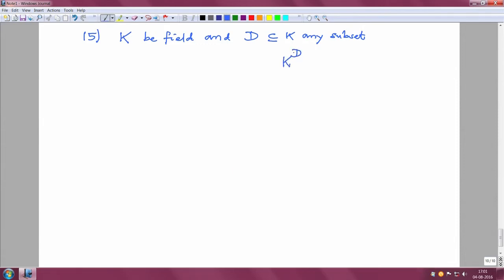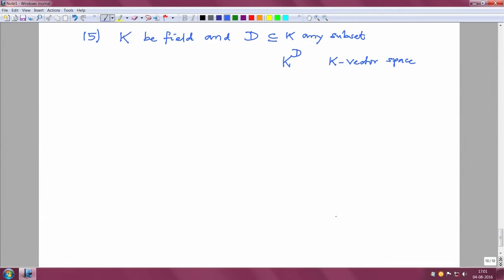These are all K valued functions on D, and we have seen in the last lecture that this is a K vector space. Functions are added by adding their values. Also, scalar multiplication of a function is defined by using the multiplication in the field K.